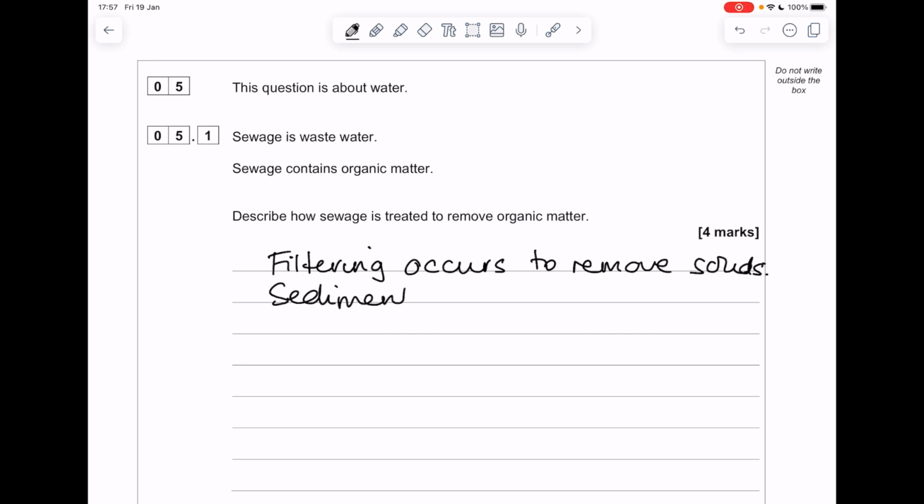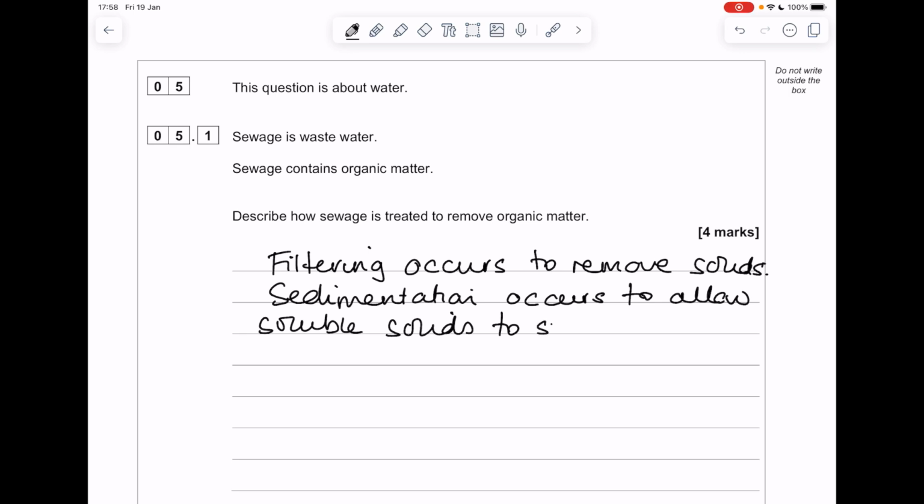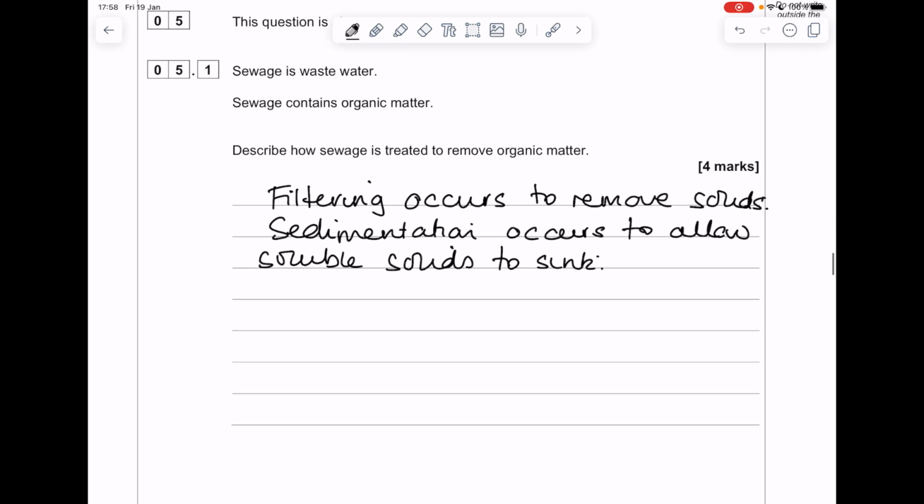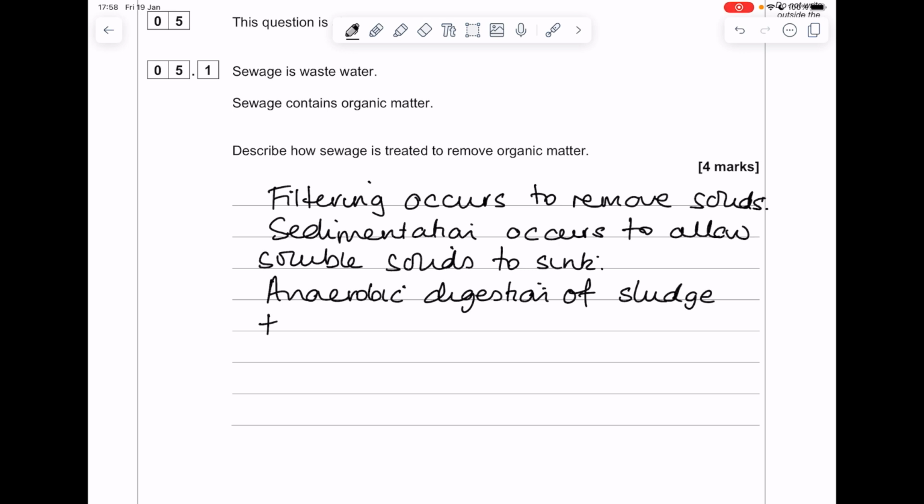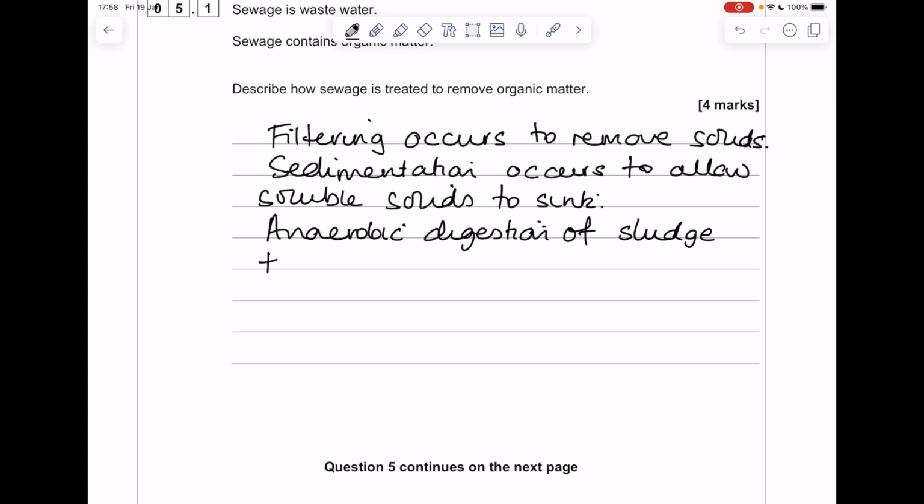Sedimentation then occurs to allow soluble solids to sink. And then it gets a bit gross. We have anaerobic digestion of the sludge produced. How very technical. And anaerobic means no oxygen is present. And then we have aerobic biological treatment of the effluent.